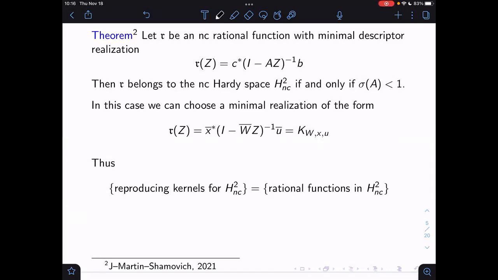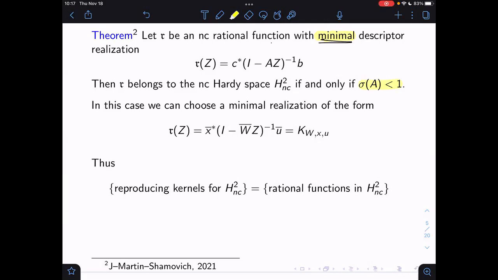So the theorem says what's written there. So if R is an NC rational function and I take its minimal descriptor realization, and again, the point is the minimal one is always the correct one to use. If I take its minimal descriptor realization, then I can say that R belongs to the Hardy space if and only if the spectral radius of that pencil, the coefficients A there, the joint spectral radius from the last lecture, if and only if the spectral radius of A is strictly less than one.